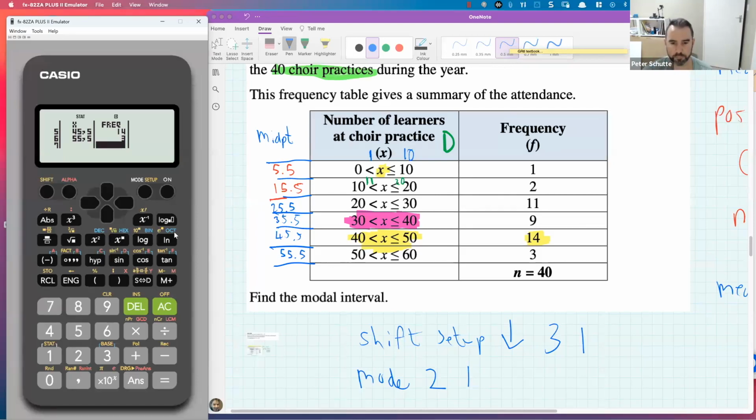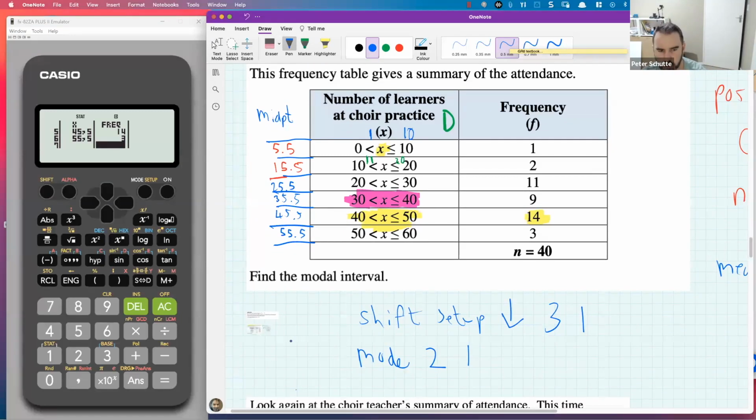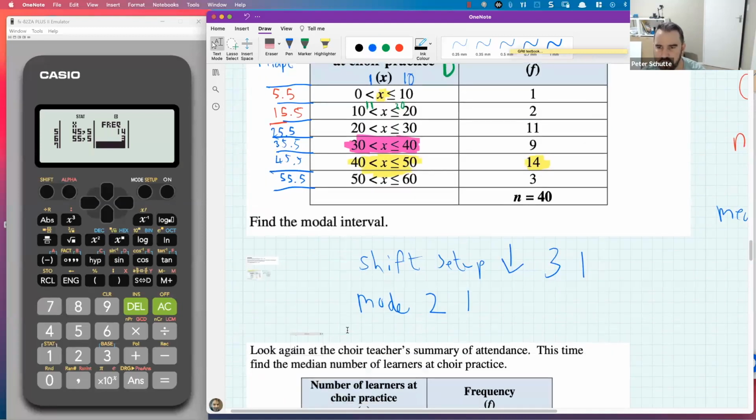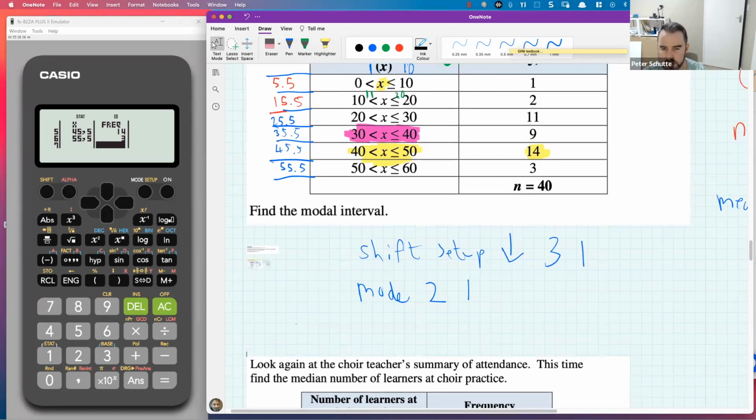Now, I still haven't got my estimated mean yet. I need one more set of instructions. Just want to do a quick check-in. Give me a thumbs down if I'm leaving you behind. Give me a thumbs up if you're following what I'm doing here.